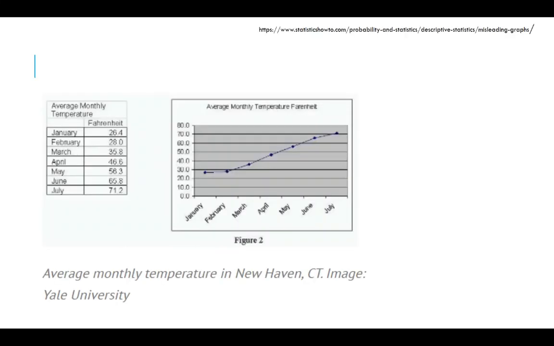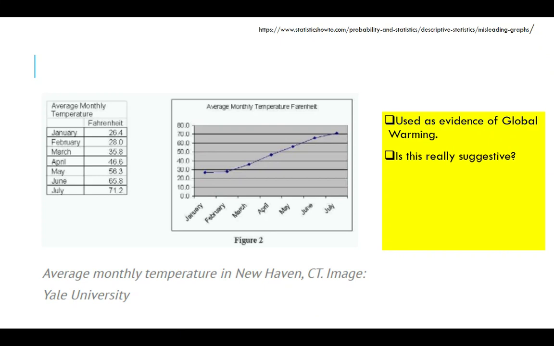Here's one I really like. We've got average monthly temperatures in Fahrenheit. Now, this was used to talk about global warming. So we've got temperatures in January, February, March, April, May, June, July. And we see this upward trend. All right. So, is this evidence of global warming? Is this really suggestive of global warming in any way?